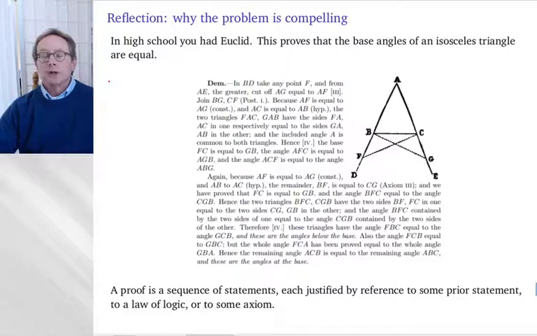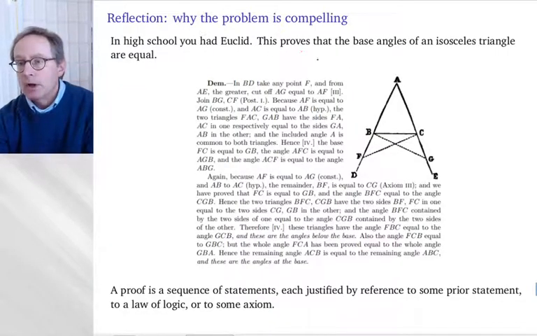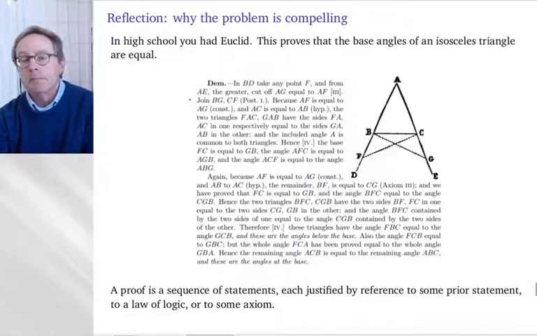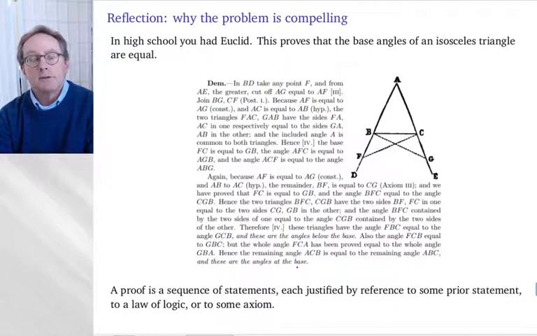So in high school, you took Euclid. I mean, you might not have called it Euclid, but it was Euclid. This proves that the base angles in an isosceles triangle are equal, and you can see here that Euclid gives a reasonable argument. It's somewhat detailed. But step A follows immediately, step B follows immediately from step A, and step C follows from step B, and all this kind of stuff. And you come down to a final line that says, hence the angles are equal. Those are the angles at the base.